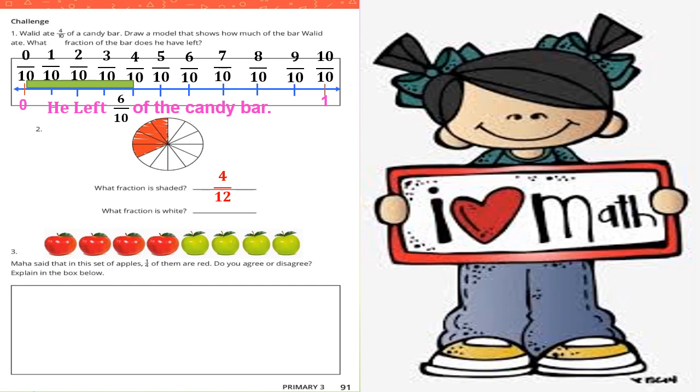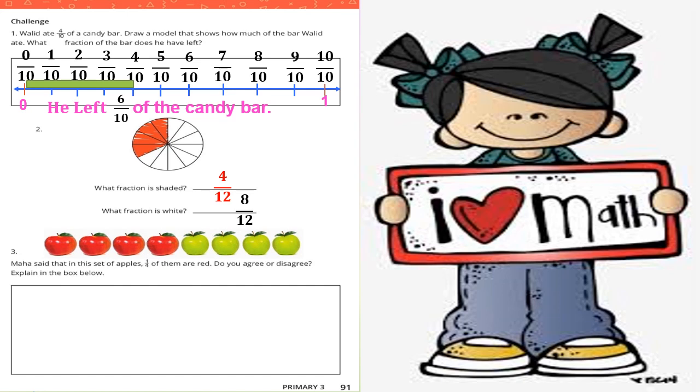Question number 2. What fraction is white? How many parts here are white? Let's count. It will be 8 white, out of the total of all parts, which is 12. The total parts did not change, 12. So the fraction here is 8 out of 12.